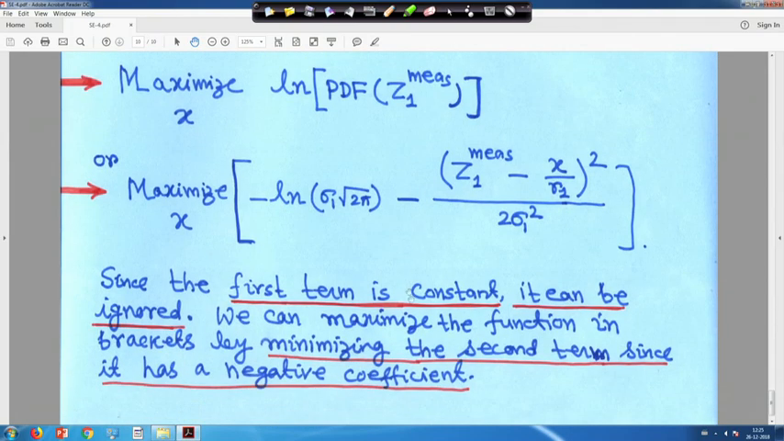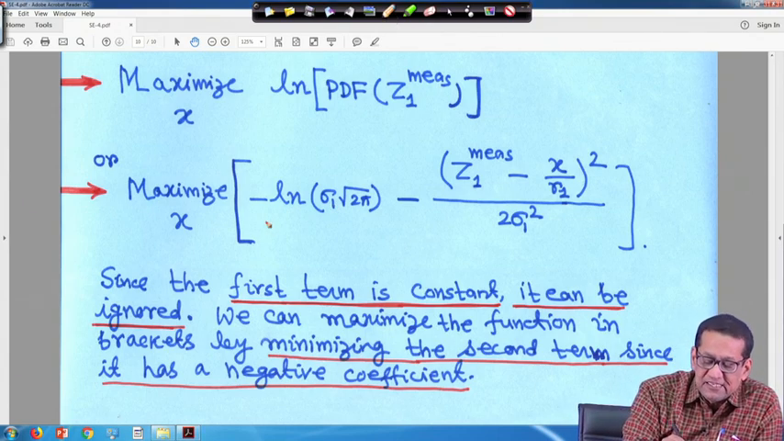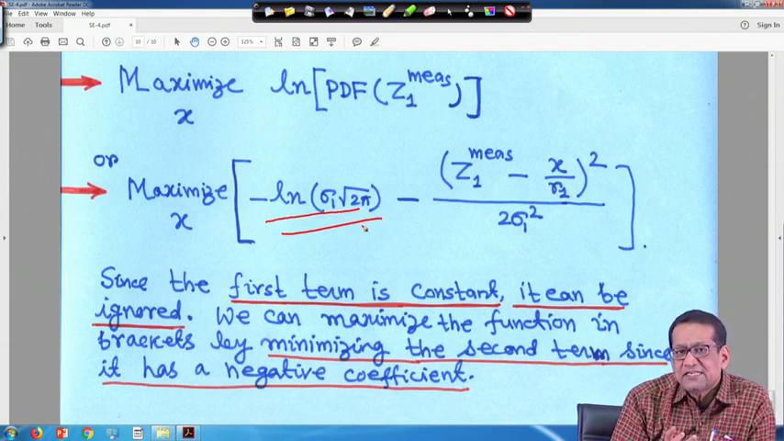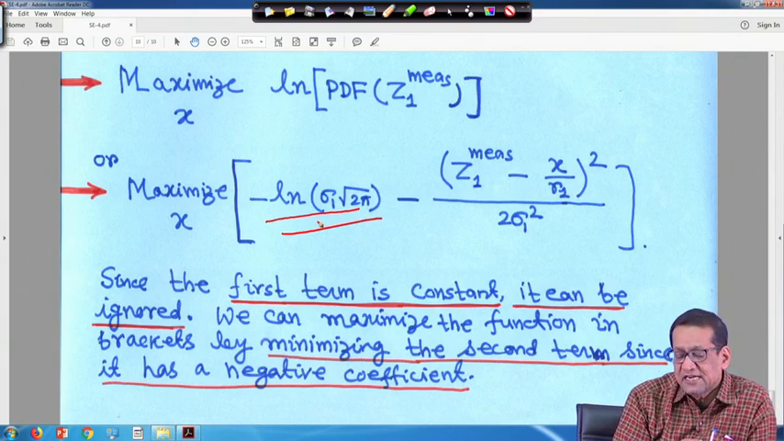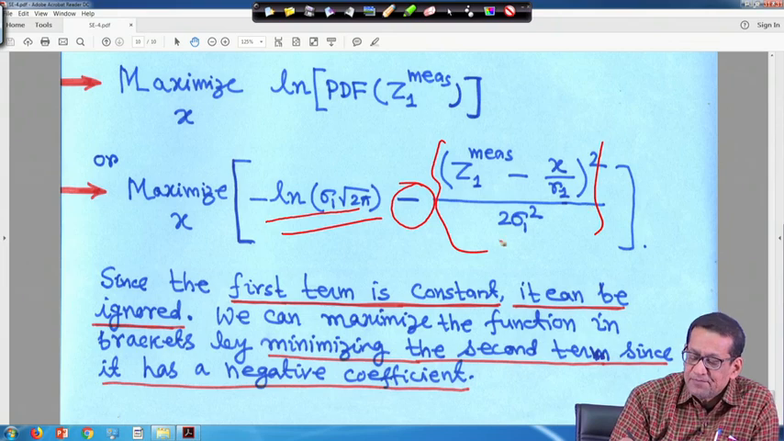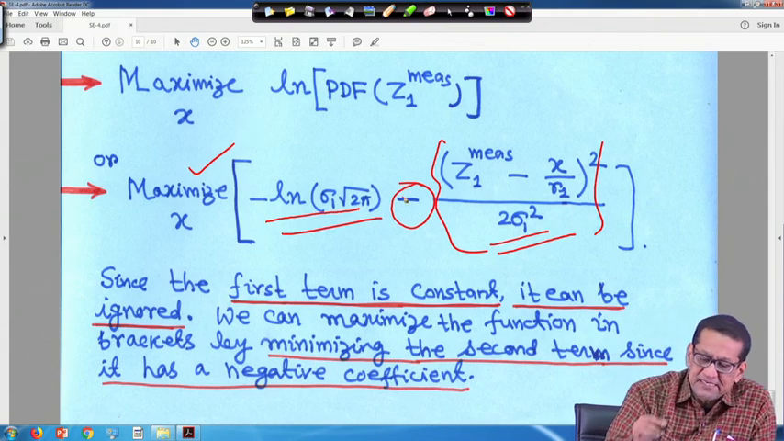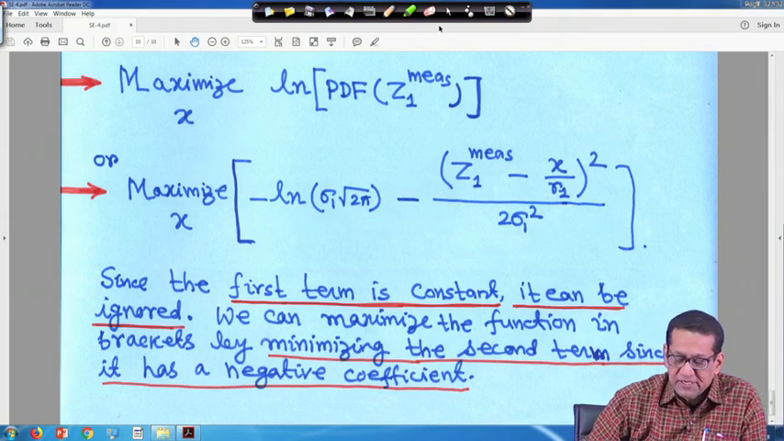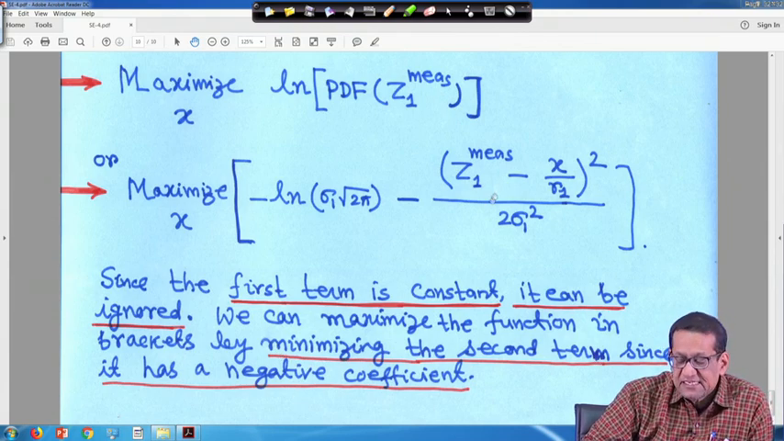Since the first term is a constant, generally to maximize we have to take d/dx, but the derivative of that first term is 0, because it is a constant. And the second term has a minus sign before it. That means minimizing this term will actually maximize the expression, because the first term is a constant and a minus sign is there before the second. Therefore, we can maximize the function in brackets by minimizing the second term, since it has a negative coefficient.